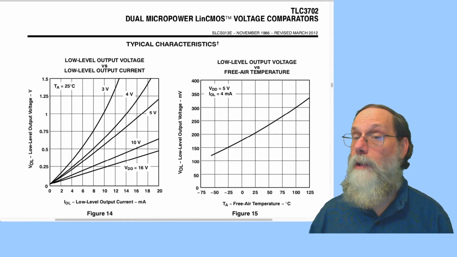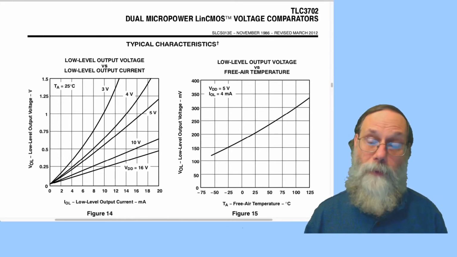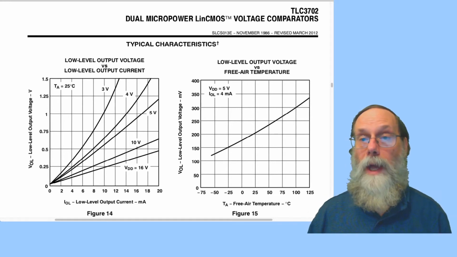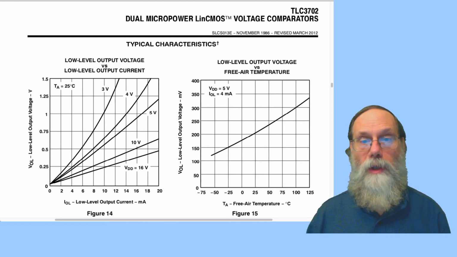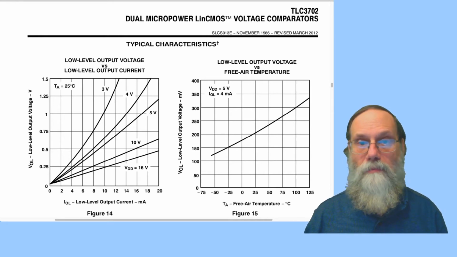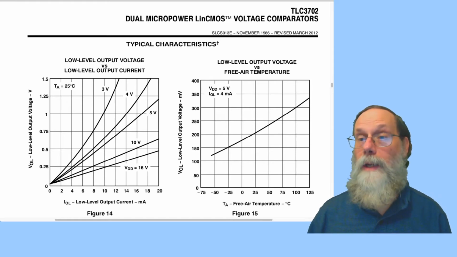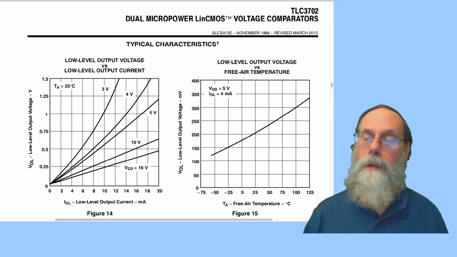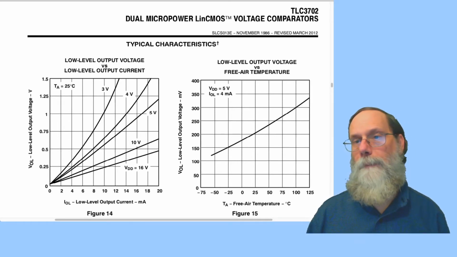If we scroll down just a tiny bit further, we can look at the low-level output voltage versus the low-level output current. So now we're looking at the NFET, and we can estimate the on resistance the same way. If we look at the 5-volt power supply line at 10 milliamps, it looks like, I don't know, 580 millivolts, so about 58 ohms. So somewhat smaller on resistance for the NFET than for the PFET.